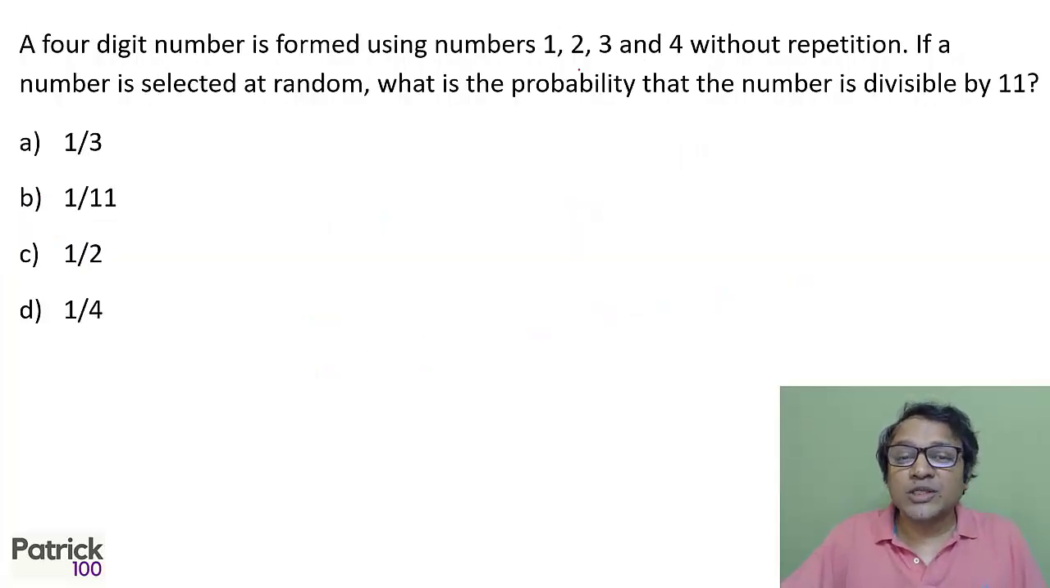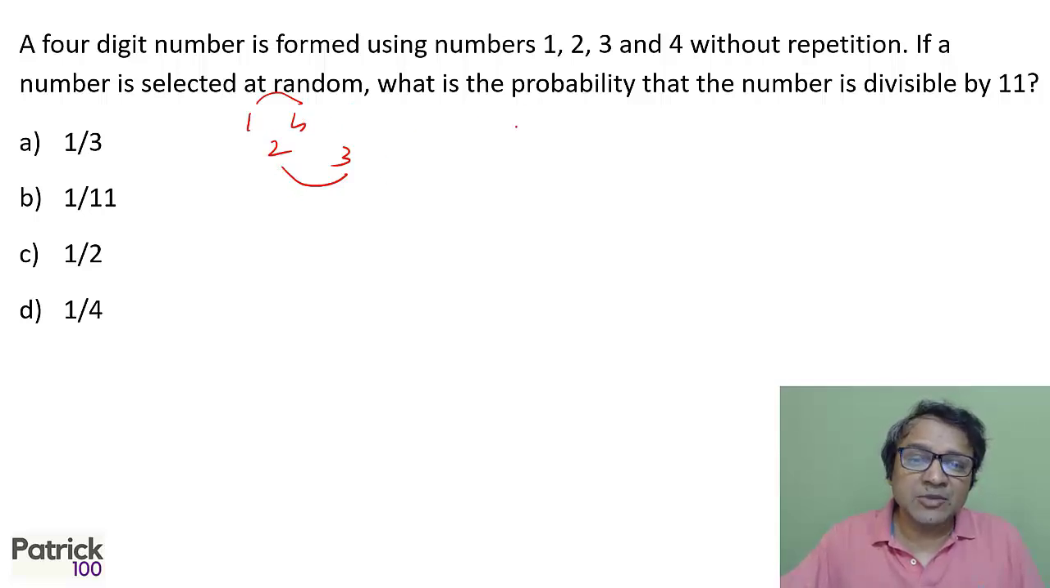A 4-digit number is formed using 1, 2, 3, 4. What is the probability that the number is divisible by 11? Two ways of doing it. The only combination when the number is divisible by 11 is when 1 and 4 come alternate and 2 and 3 come alternate. Because the difference of the sum of odd place numbers and even place numbers should be 0 or a multiple of 11. A multiple of 11 is not possible, so only 0.